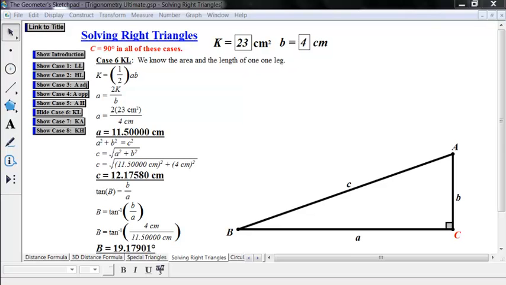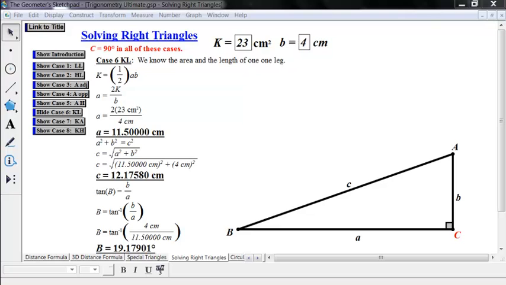Alright, now we're ready for case 6 out of 8 cases of solving right triangles. This is our first one where we're given the area and a leg, and we're not given two sides or a side and an angle. We're actually given the area and a leg. But this one's also pretty straightforward.